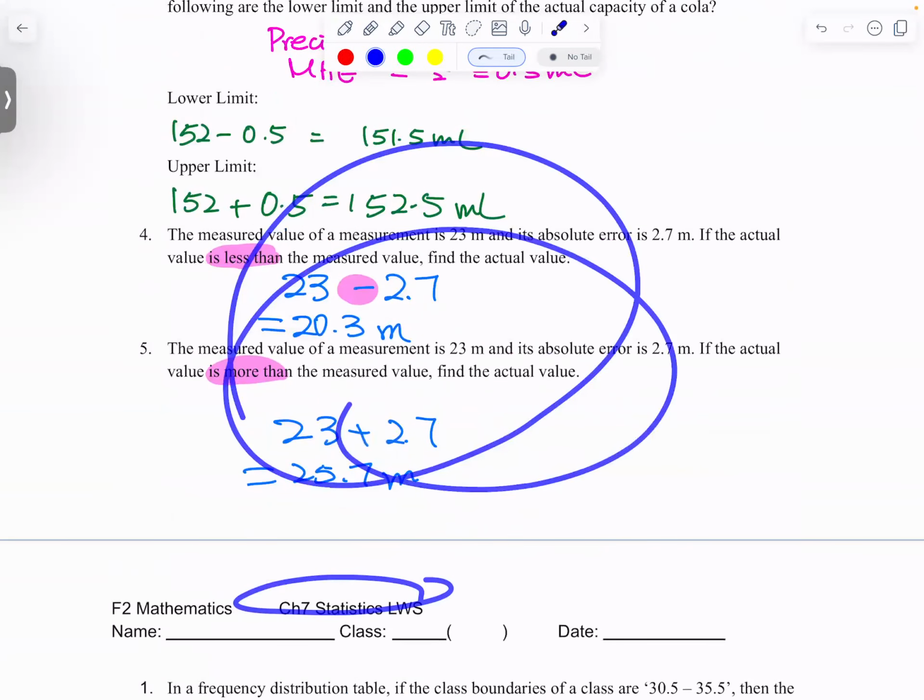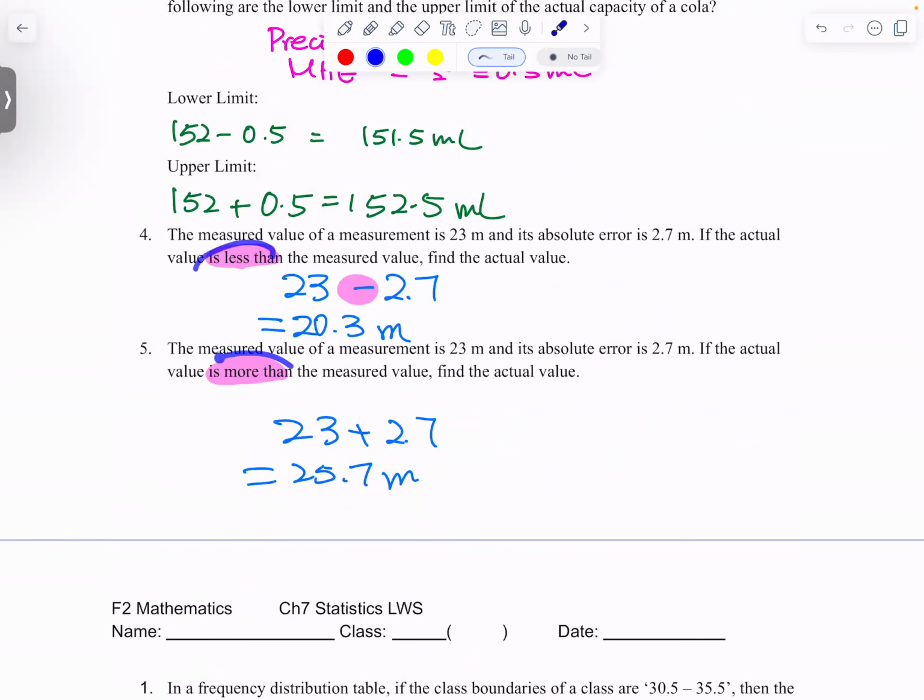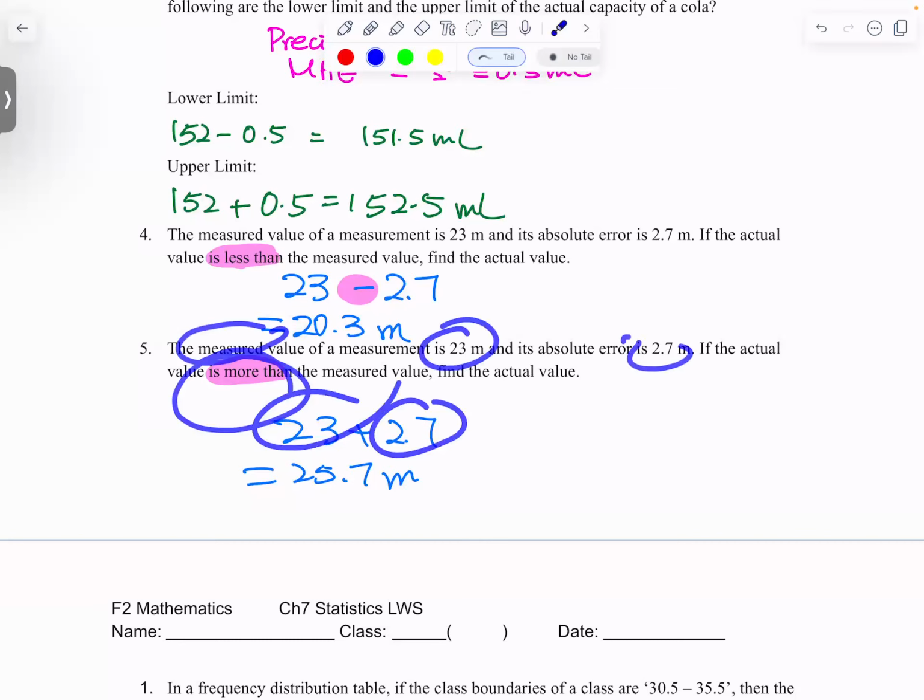Plus is more than, minus is less than. Plus more, minus less. Measured minus error, measured plus the error.